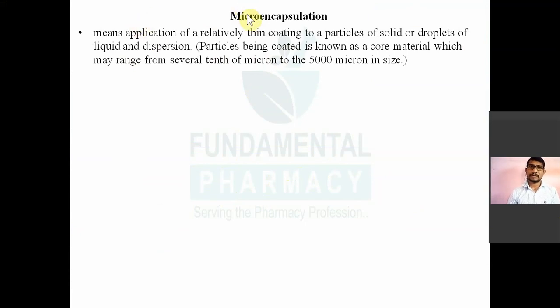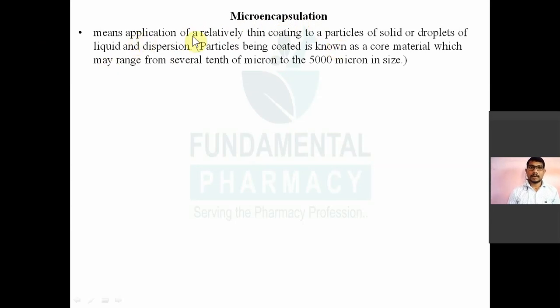As the name indicates, micro means thin or in the size of a micron, and encapsulation means to envelope, to cover. So microencapsulation is nothing but the formation of a thin layer of polymer, in microns, on particular particles. That particle may be either solid or liquid, or a droplet, or it may be a dispersion. So microencapsulation means what?